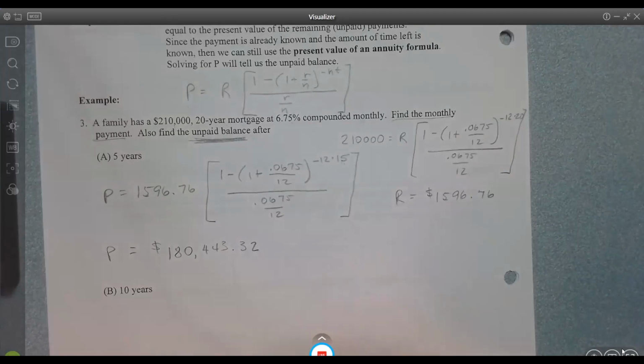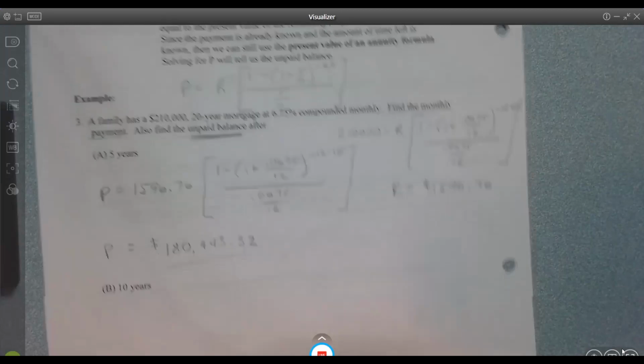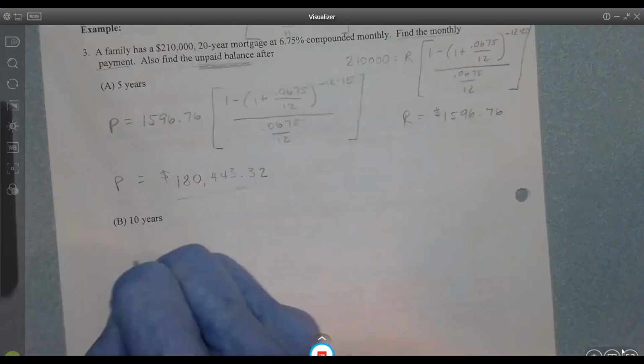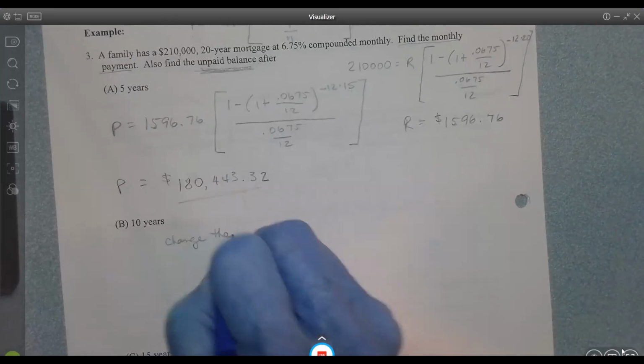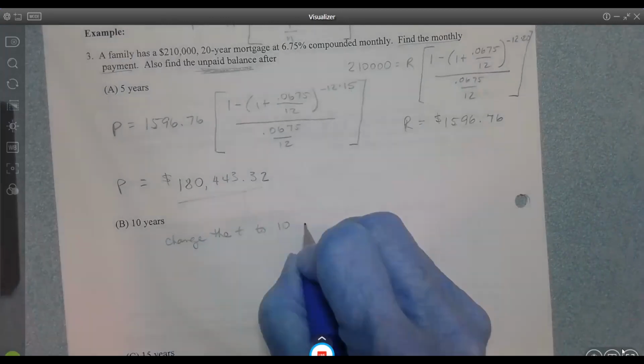So I came up with $180,443.32. So if they go in and they want to try and get a better interest rate, then they would know what they would be looking at. And were you all right with that particular thing? Try 10 years. But I have to go through the whole thing again.